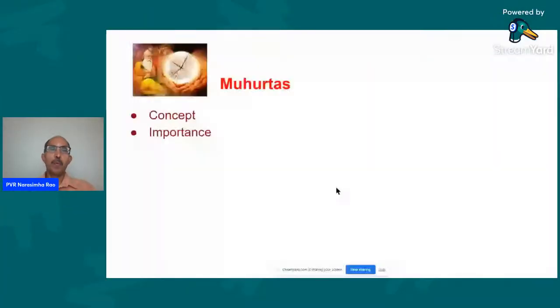Let us see what is a Muhurta. What is the concept of a Muhurta? Whenever you do something important, a new activity, you pick an auspicious time for it. And at that auspicious time, you start that activity. And that is called Muhurta.